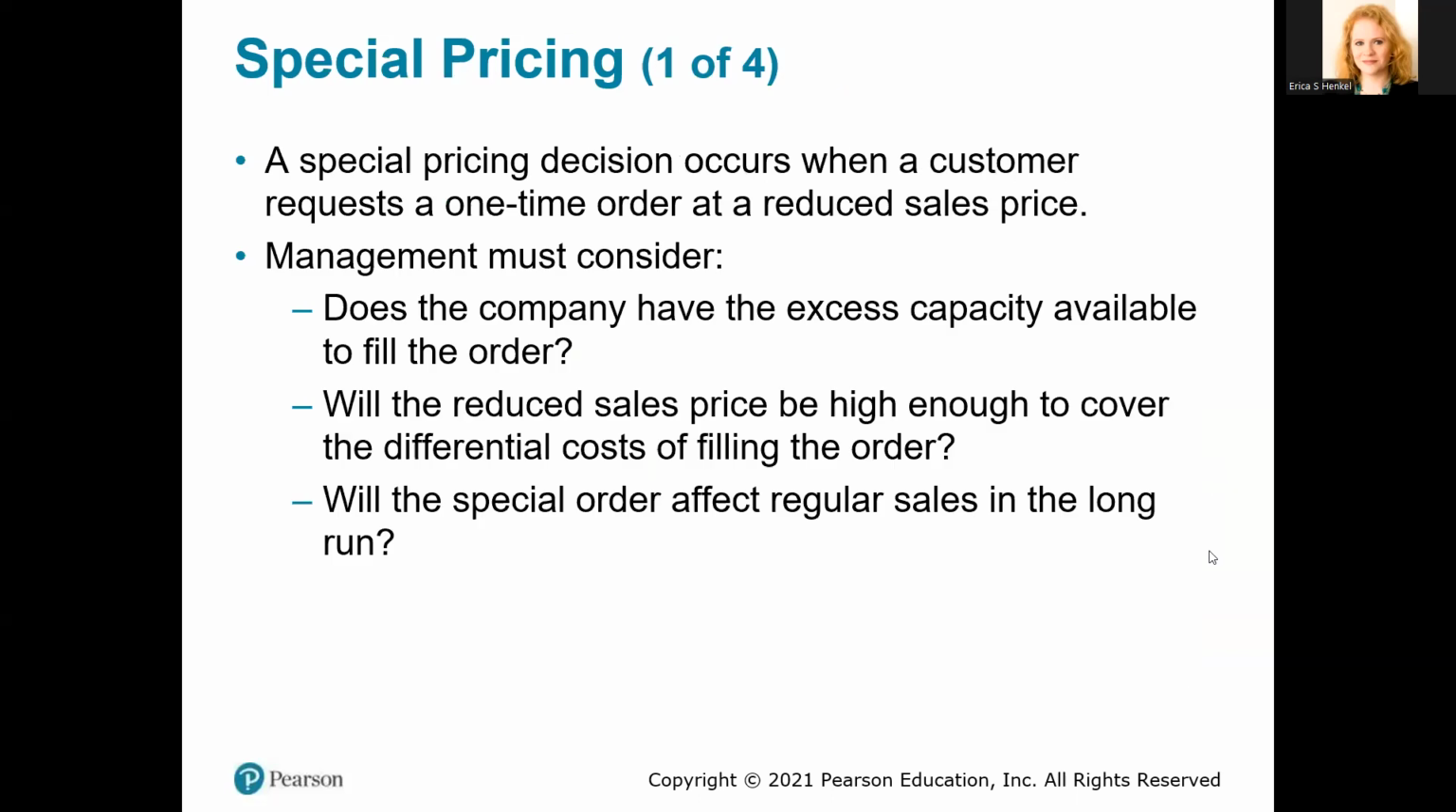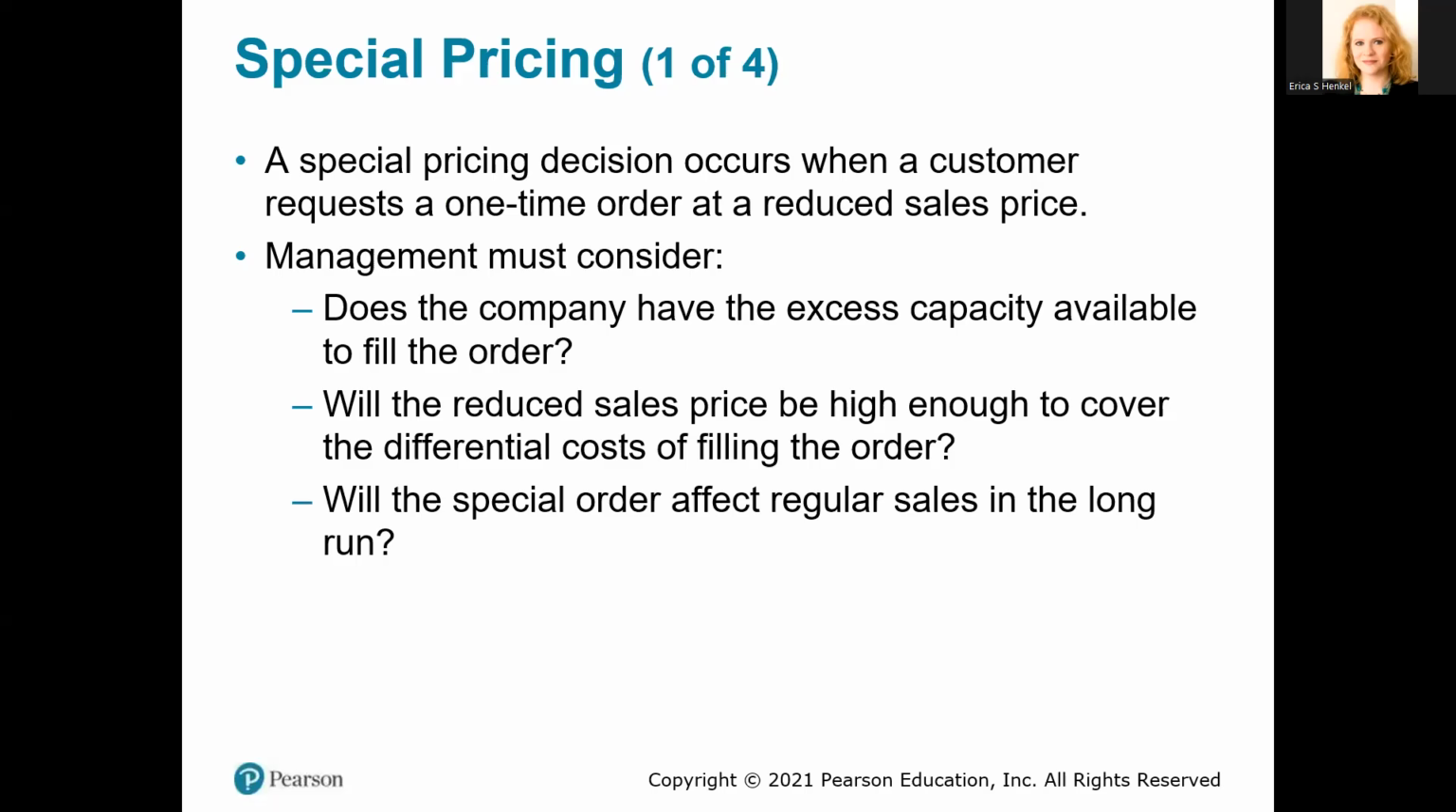So the next thing we're going to talk about here after discussing that other cost plus method is special pricing decisions. So let's say we have a customer that comes along and they want to order something from us at a reduced special price. So some of the things we have to consider is, do we have extra capacity available to fill the order, or will we have to cut back on other orders that might be at regular price? Will the reduced sales price be high enough to still cover our additional costs for filling that order? And will it affect our regular sales in the long run?